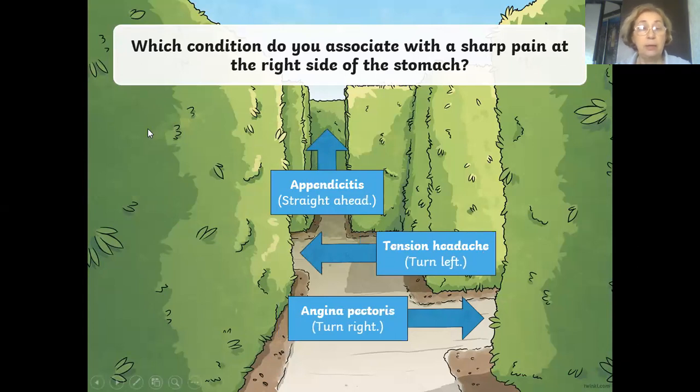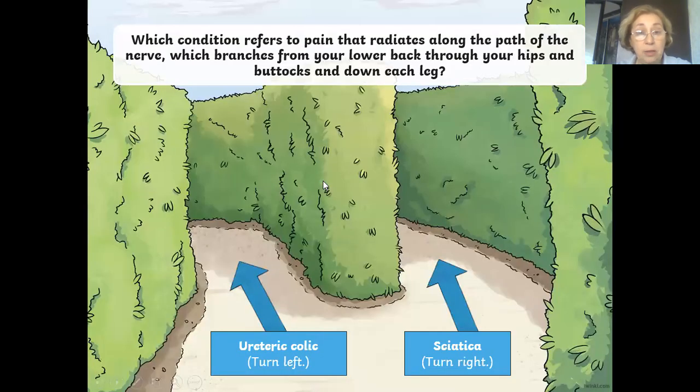And now, which condition do you associate with a sharp pain at the right side of the stomach? Is it appendicitis, tension headache, or angina pectoris? Is it appendicitis? Let's check. If we go straight ahead, yes, you're right.